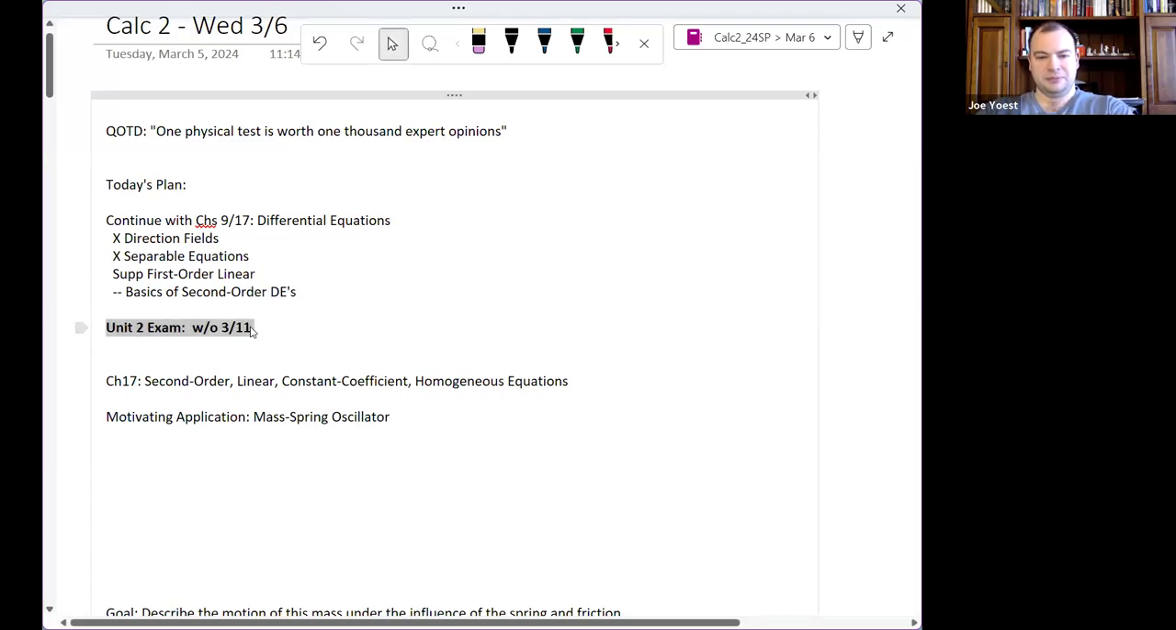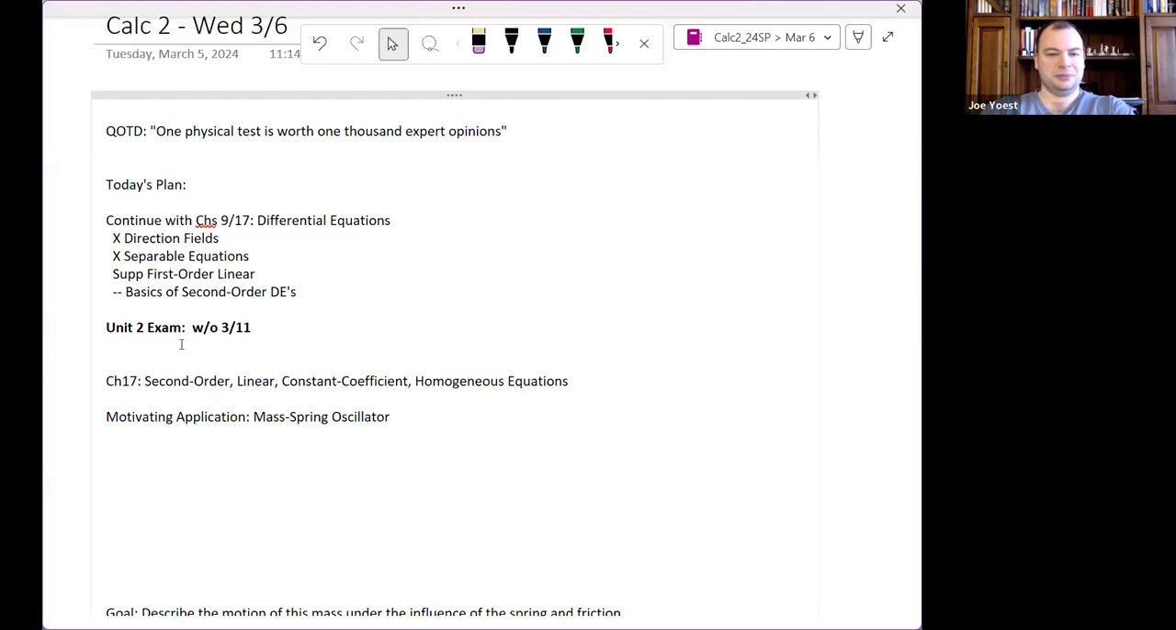The Unit 2 exam will work very similar to the Unit 1 exam. Sample exam posted in the next couple of days. And that's going to be this coming week. So the week of 3/11, that'll be the Unit 2 exam, just like the previous one. You can take it anytime during that week.